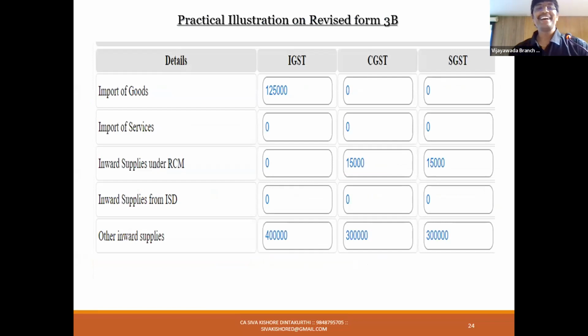Yes. And the second practical illustration that we will end this session with: practical illustration on revised Form 3B. Import of goods 1,25,000. Import of services, in this case, it is not there.